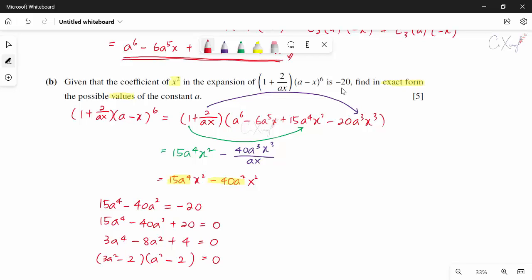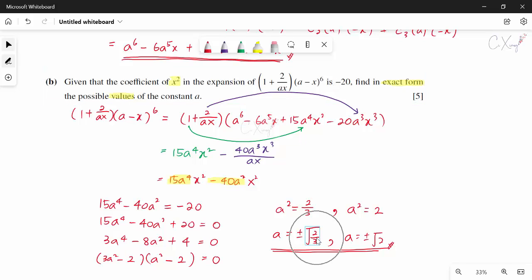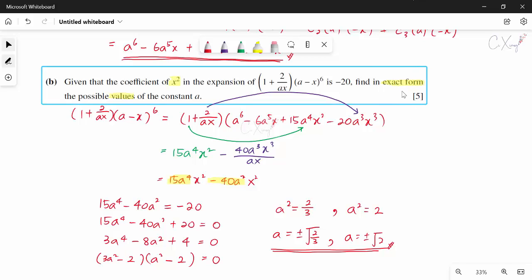Okay, so if you try to see from here, a squared is 2 over 3. And then a squared is equals to 2. Therefore, a will be plus minus square root 2 over 3, and then a is plus minus square root 2. Okay, so you can leave your answer in this way, where a is plus minus square root 2 over 3, and then plus minus square root 2, because they're asking for the exact form.